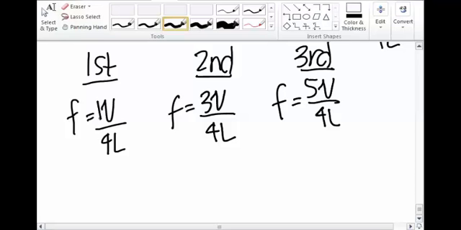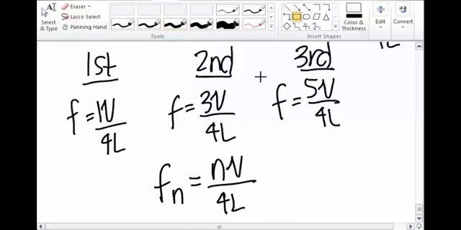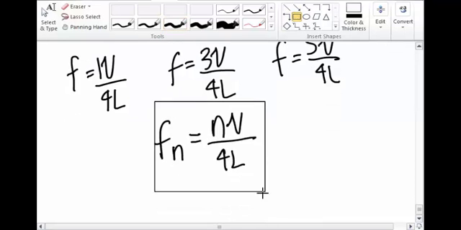Could put a 1 there. Yeah, it's only odd harmonics. So our equation is going to look like this. F sub n is equal to NV over 4L. But this only, an open closed pipe only makes odd harmonics.